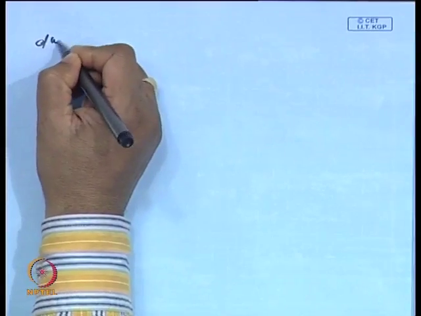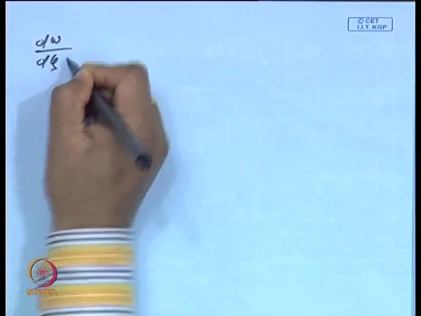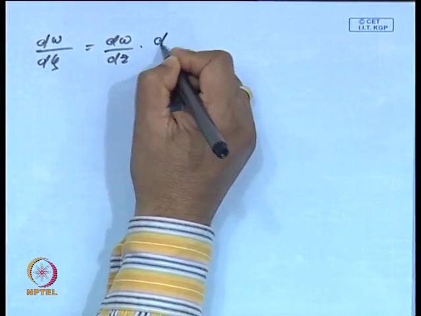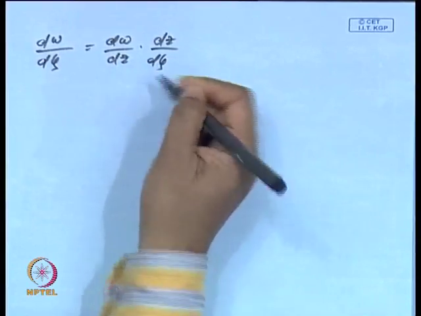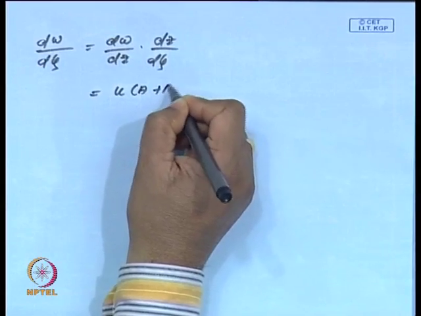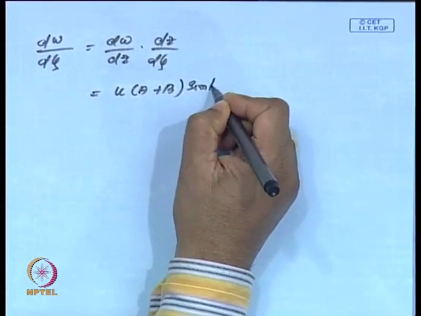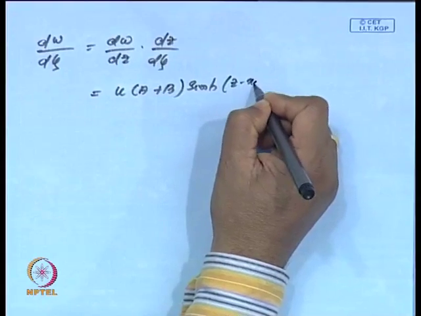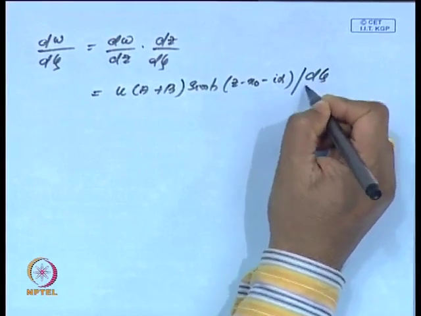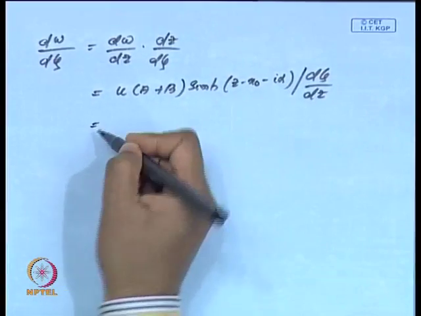Now with this, what will happen if there is any stagnation point, because when we are discussing a flow we need to know whether there is any stagnation. So what will happen to dw by d zeta? If you do that, we have dw by dz into dz by d zeta, and it can be seen that this is nothing but u into a plus b sin hyperbolic z minus x naught minus I alpha divided by d zeta by dz.